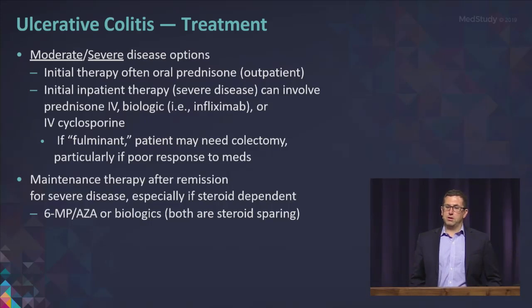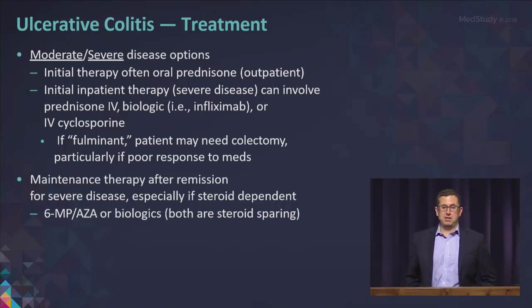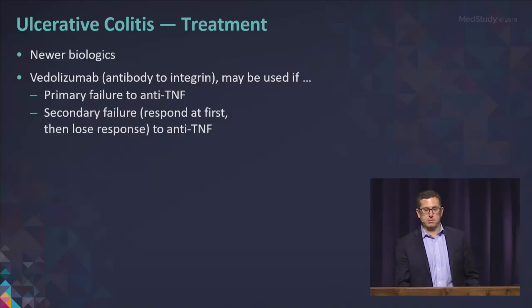If there's moderate to severe disease present, initial therapy may involve oral prednisone as an outpatient or potentially inpatient therapy with IV steroids, possibly IV infliximab or IV cyclosporin. Remember I said in the prior slides, cyclosporin is specifically for ulcerative colitis, methotrexate is for Crohn's disease. If it's fulminant, the patient may even need a colectomy, particularly if there's a poor response to medicine. Maintenance therapy after remission for severe disease generally is going to involve a 6-MP, azathioprine or biologics, both of which are steroid sparing. So this is fairly similar to Crohn's disease.